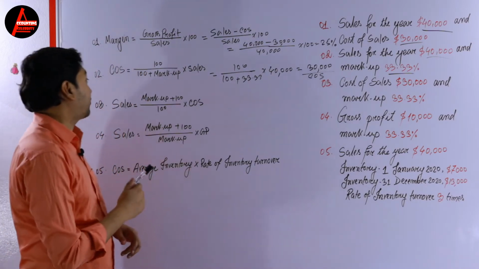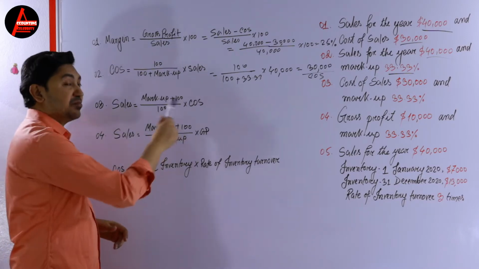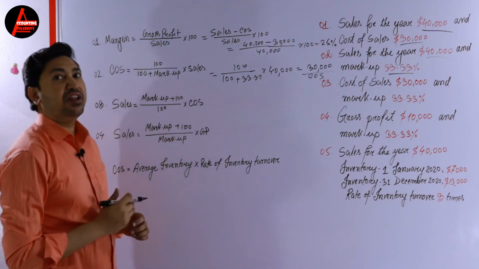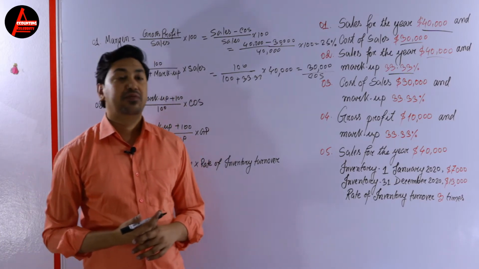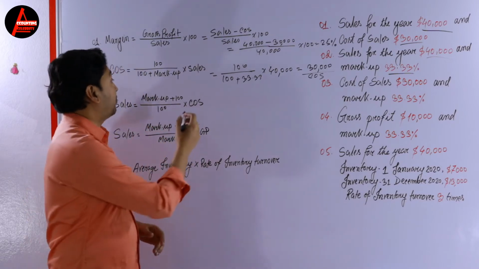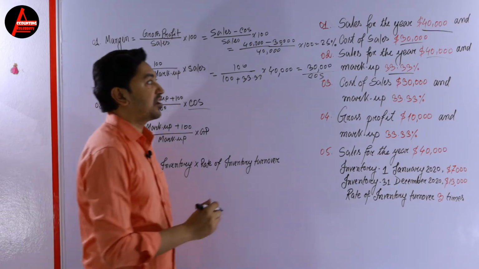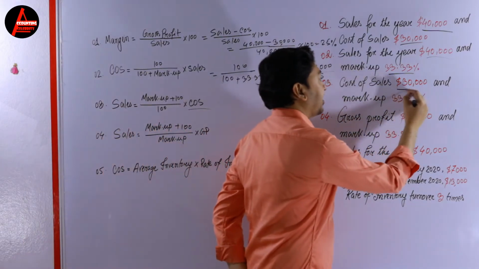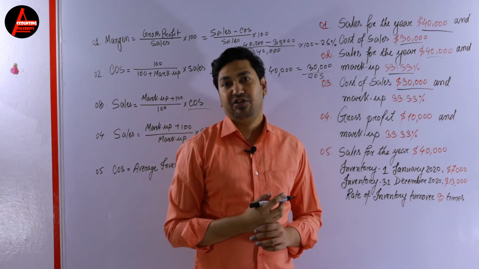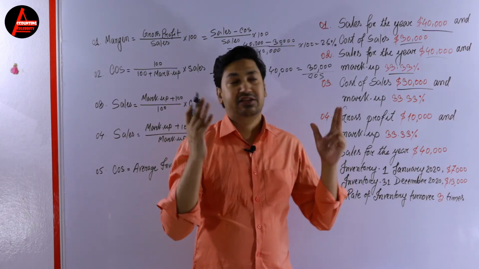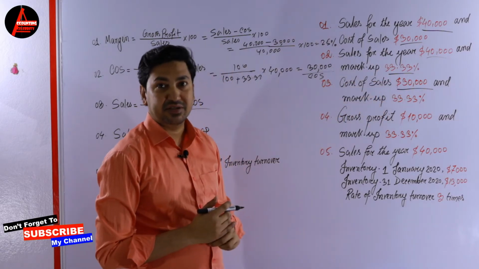So here, what is the formula? Sales equals markup plus 100, divided by 100, times cost of sales. When do you use this formula? When you have the value of cost of sales. Look at the question: cost of sales is given as $30,000 and markup is given as 33.33. In the previous one, number 2, you had sales. Here you have cost of sales.